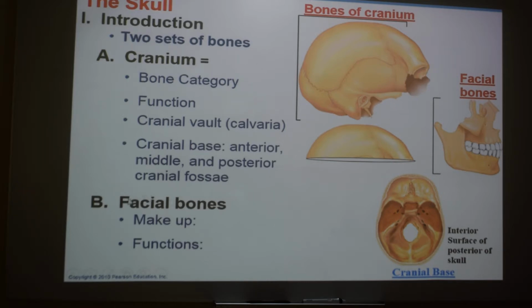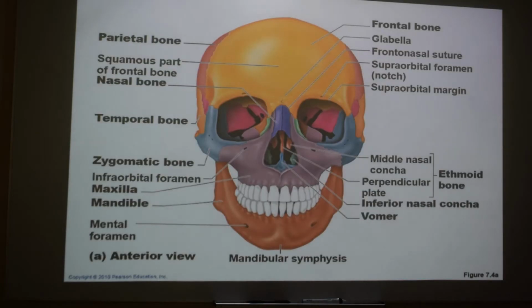Okay, so we'll start with the introduction of the skull, and we have two parts of the skull. One is called the cranium, and the other is the facial bones. The cranium includes the skull cap, which is called the vault or calvaria, and you have the cranial base, which forms part of the cranium. So the cranium has two parts: the cranial vault and the cranial base. And then the second set of the skull is the facial bones, which includes the maxilla and the mandible. These are the facial bones which form the face, which are also part of the skull. So you have the calvaria, the base of the skull, and these facial bones which are going to form the skull.